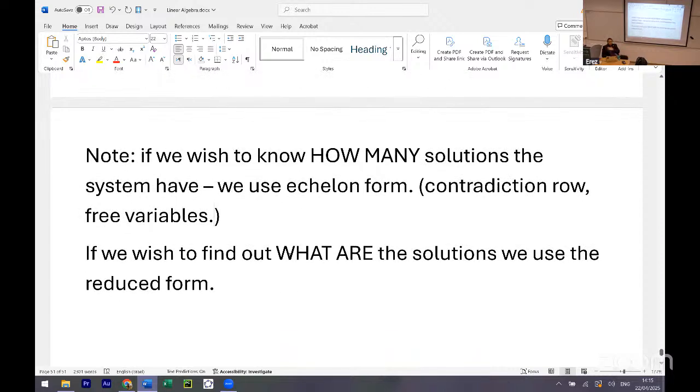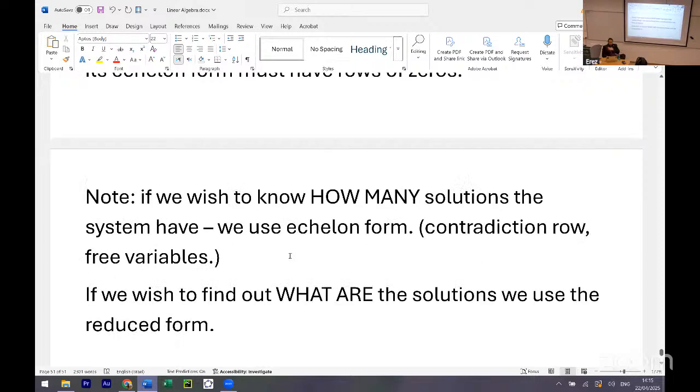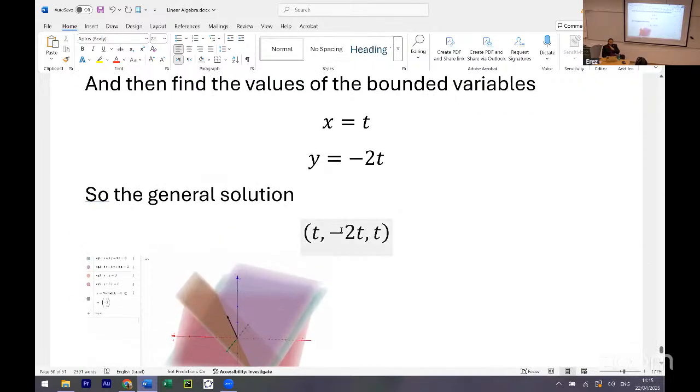But if you wish to find the general solution, like I did just now, the easiest and best way to do it is to go to the reduced form.